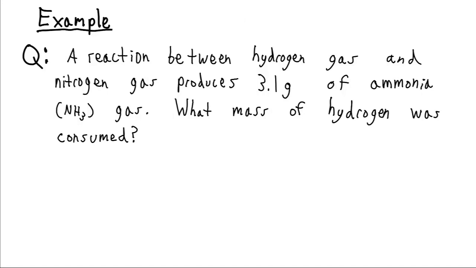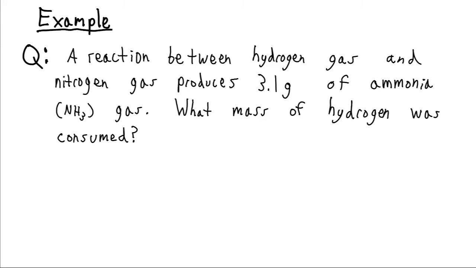Suppose we do a reaction between hydrogen and nitrogen. We combine them together and we find that it produces 3.1 grams of ammonia. Well, if we know that, then how much hydrogen do we suppose was involved in this reaction in order to produce that ammonia? This is the kind of question we can answer using our stoichiometry, which allows us to convert information we have about quantities of substances into information about quantities of other substances.